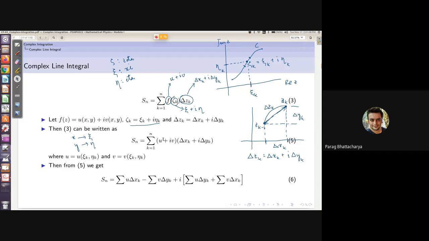As a result, now we'll get four sums, because when you open this up, u into delta xk will give us one sum. Then we have v into i delta yk, and there is an i square, which is going to give us a minus sign. So minus v into delta yk, another summation. Then u into i delta yk, so that is going to give us u into delta yk; i I will take outside. And finally i into v into delta xk, that i again goes outside, so we take it common here. So we'll get four summations here. From equation number 5, we get these four sums.